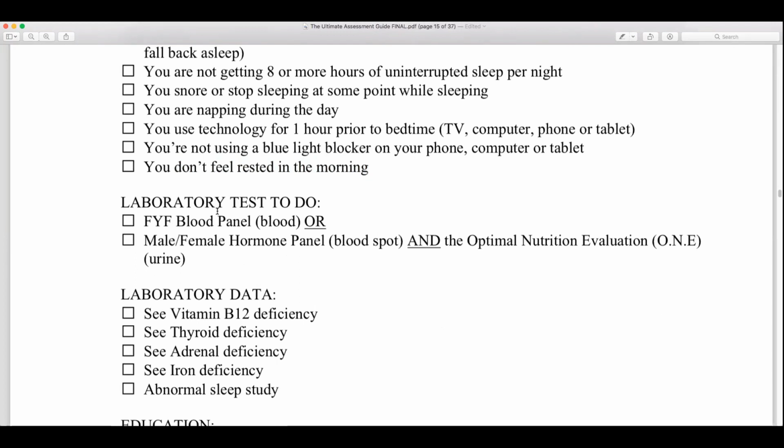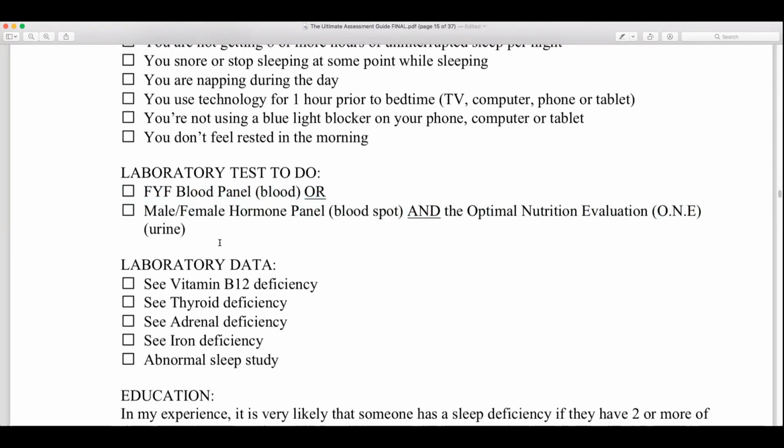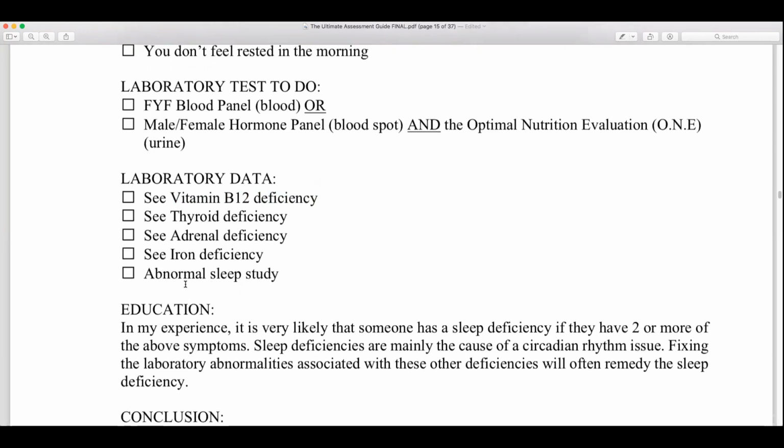In terms of the laboratory tests, you can run the blood panel test, or you can run the male-female hormone panel and the one urine test. You need both of those to complete the data that you're going to get from this test. Basically what those are going to show you are the things that I talked about according to sleep: B12, thyroid, adrenals, iron. All of those things are very important to assess when we're looking at the cause of a sleep deficiency or a sleep problem.